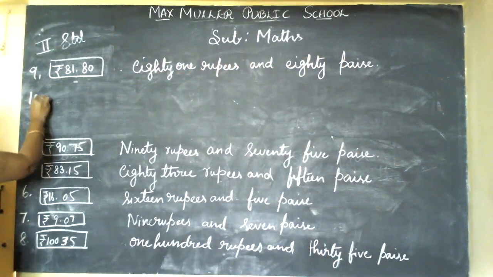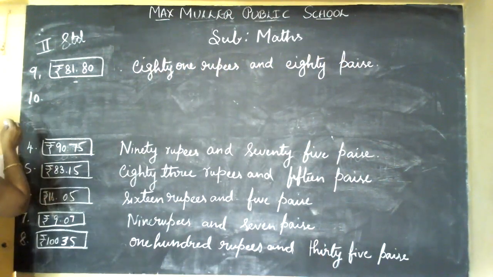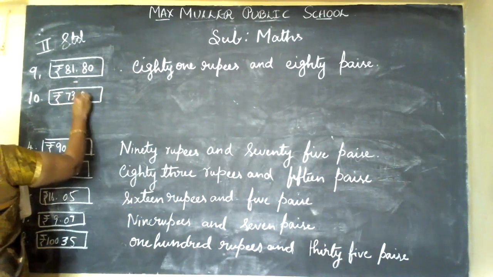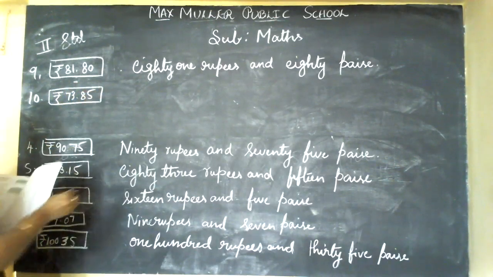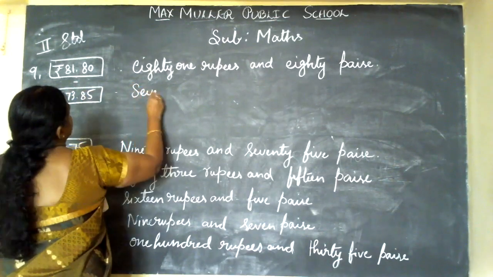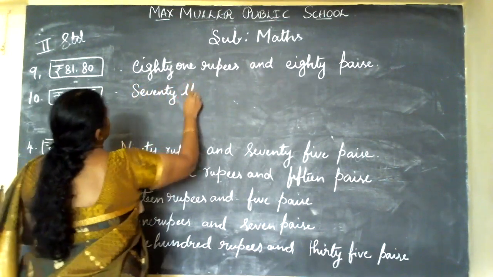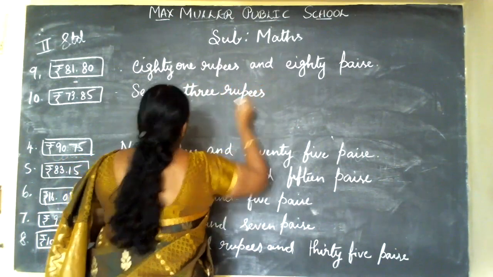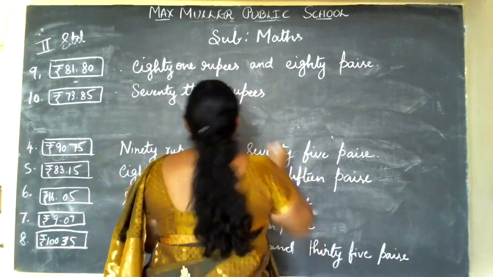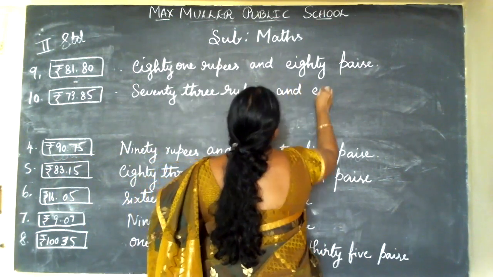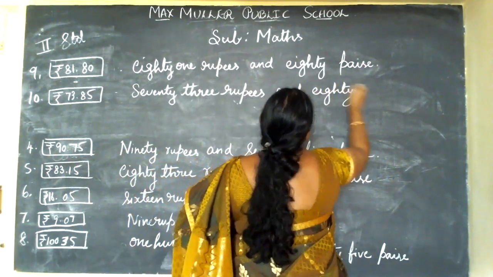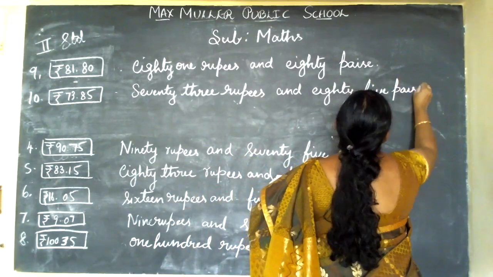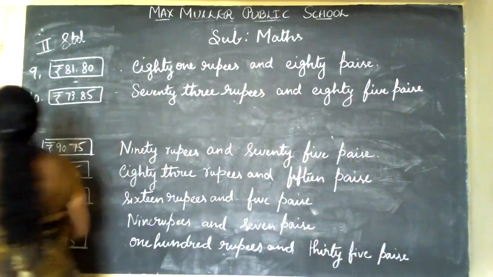Now 10th one. 73 rupees, 85 paisa. 73 rupees and 85 paisa. Finish it, children.